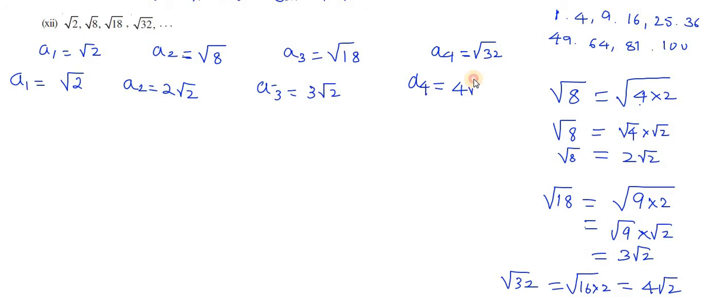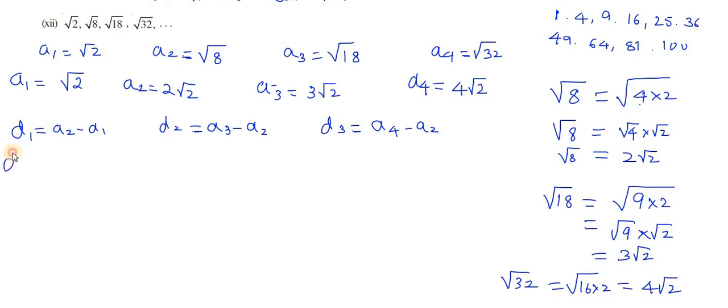Okay. So now here we find the common difference: d1, which is equal to a2 minus a1, and d2, which is equal to a3 minus a2, and d3, which is equal to a4 minus a3. So just find the common difference and check whether what we got is right or wrong.